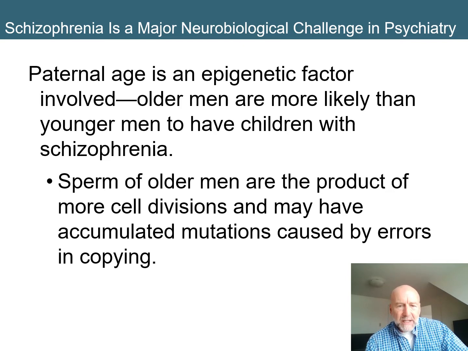And the reasoning behind this finding, the theoretical interpretation, is that perhaps the sperm of older men have experienced more cell divisions over time and therefore more opportunity for potential mutations, and are impaired in that way and might confer some kind of inherited vulnerability to schizophrenia.